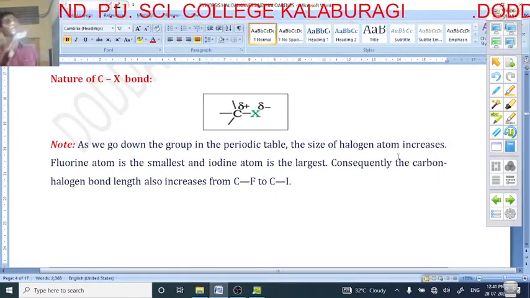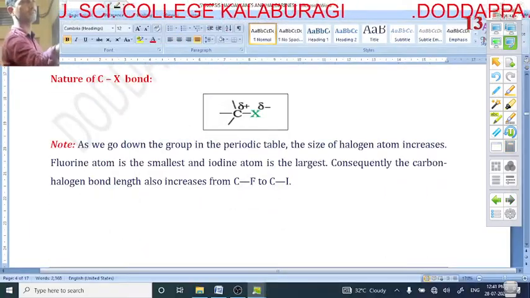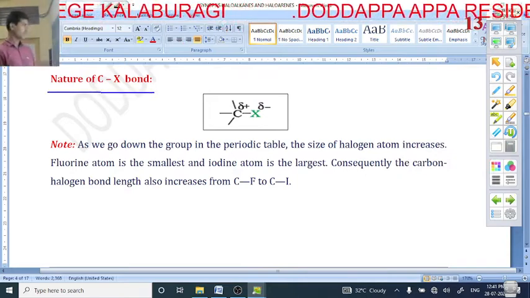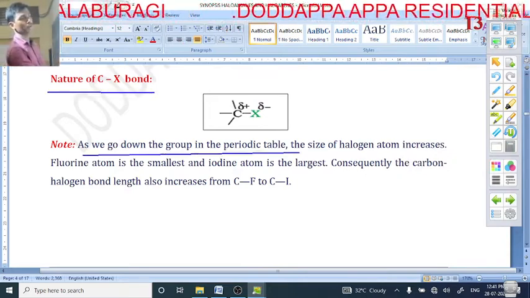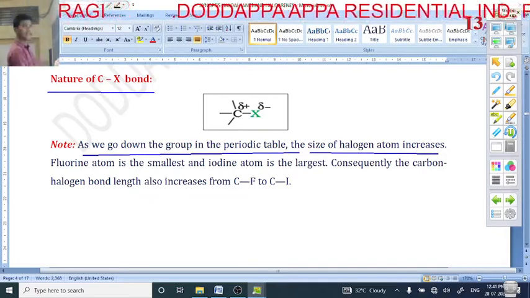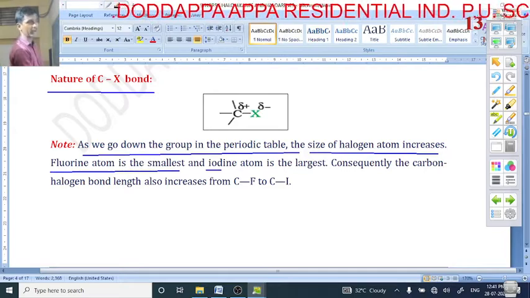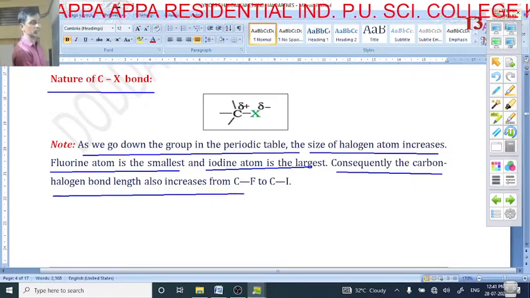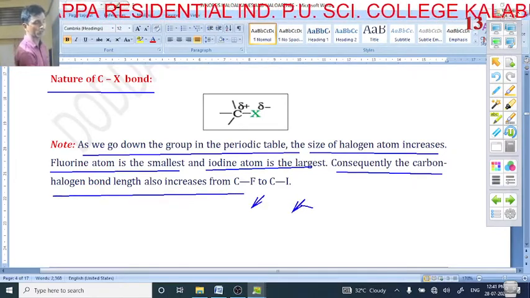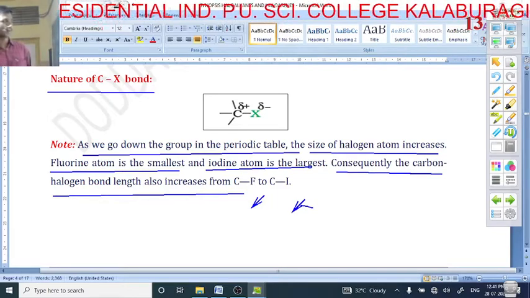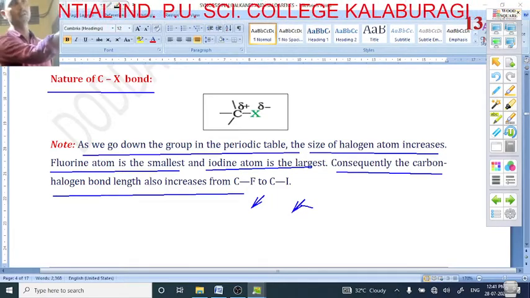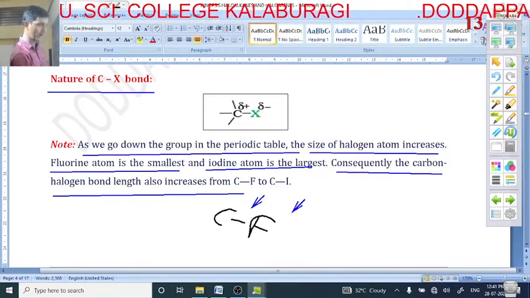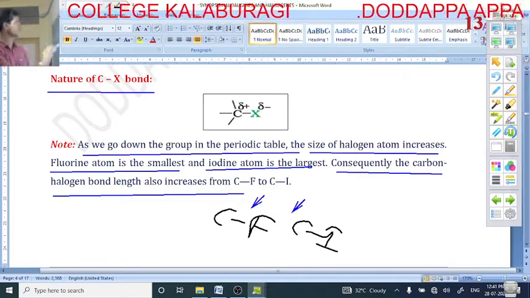What is the nature of the C-X bond? As we go down the group in the periodic table, the size of the halogen atom increases. Fluorine is the smallest and iodine is the largest. Consequently, the carbon-halogen bond length also increases from fluoride to chloride and on to iodide.